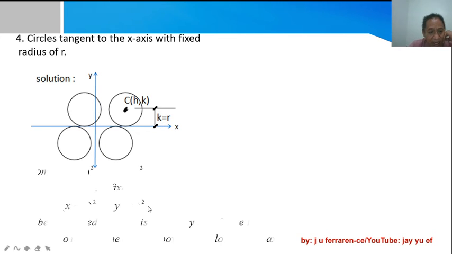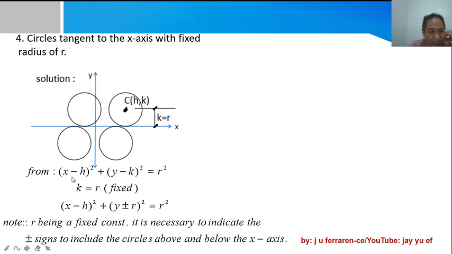So if you consider the equation of the circle, (x minus h)^2 plus (y minus k)^2 equals r^2, your k is equal to r. So from initially three constants, the constants are now reduced to two. If my k becomes r, and take note that my r is fixed, then if you take it as minus r only, it is only the circle above that is considered, because it will only assume one value.